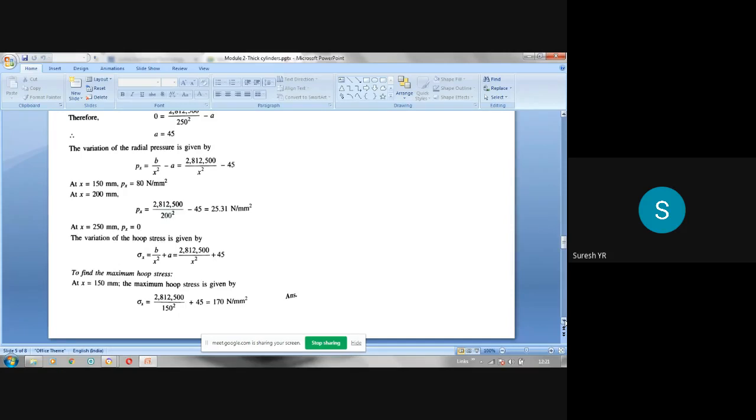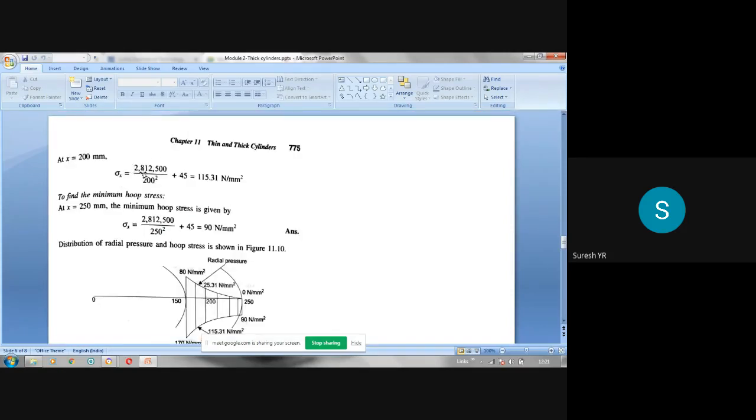Next, the same at x is equal to 200 mm, you substitute in that formula b by x square plus a. So x is 200 here, you will get 115.31. You can just see that it is reducing. And the minimum hoop stress occurs at the outer radius. So 250, x is equal to 250 mm.